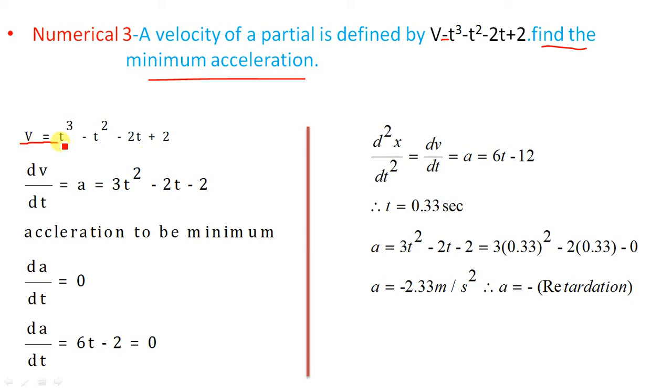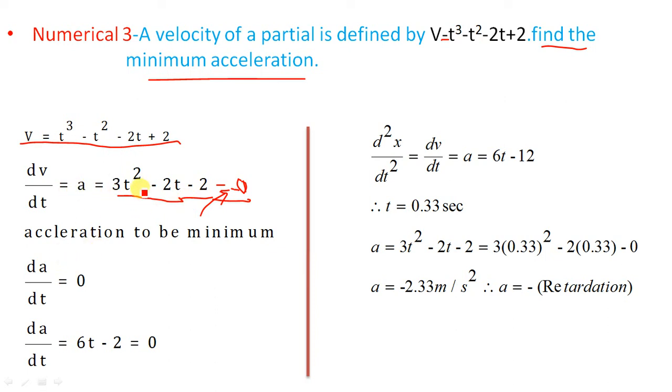So the equation of v is given. Differentiating that equation will give you the acceleration. A is equal to dv by dt, that is 3t square minus 2t minus 2. So for minimum acceleration, dA by dt is equal to 0. But you don't have to equate this equation to 0, this is the equation of A.